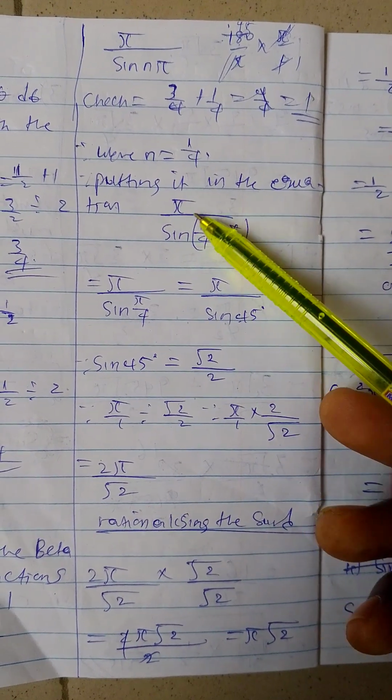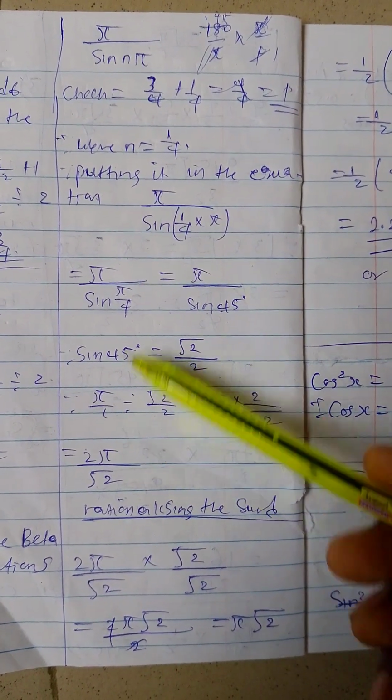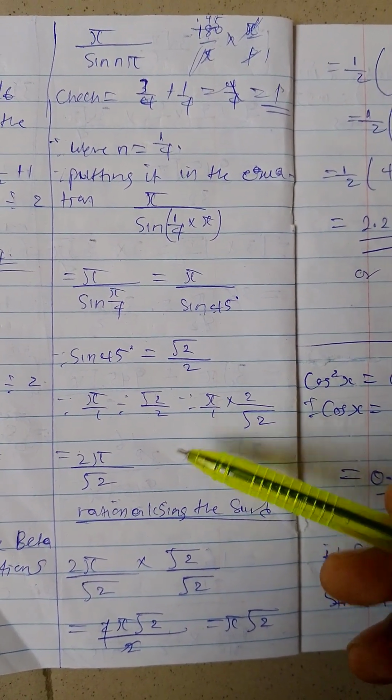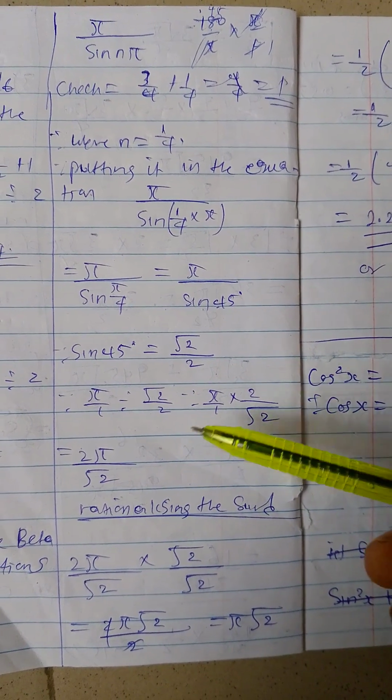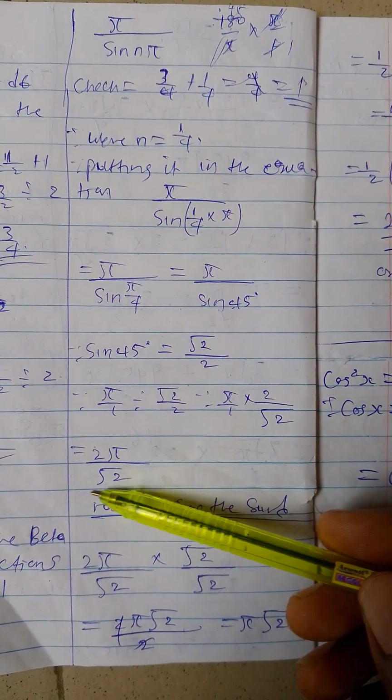So therefore that becomes pi divided by square root of 2 over 2. That is pi over 1 divided by square root of 2 over 2. You know that division changes to times, so that becomes pi times 2 over square root of 2. So that becomes 2 pi all over square root of 2.